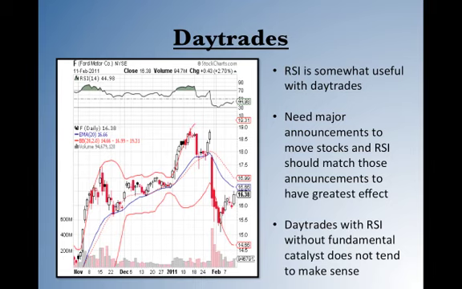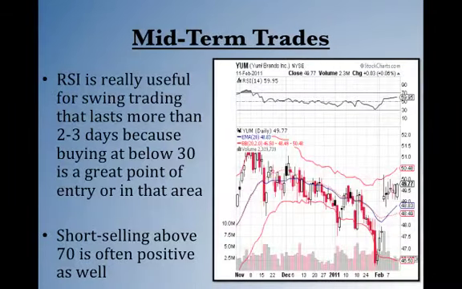And that can be used on a single day basis or a midterm to swing trading basis, as we talk about here. It's really useful for swing trading that lasts more than 2 to 3 days, because we want to buy at 30 and then we think over a 1 week or a 2 week period that stock can then increase in price from that level. And here's a perfect example with Yum Brands. Okay, back in the very beginning of February, you see that the stock hit the 30 level. If you had bought there, hit the 30 level on RSI and the stock price was 46.50.